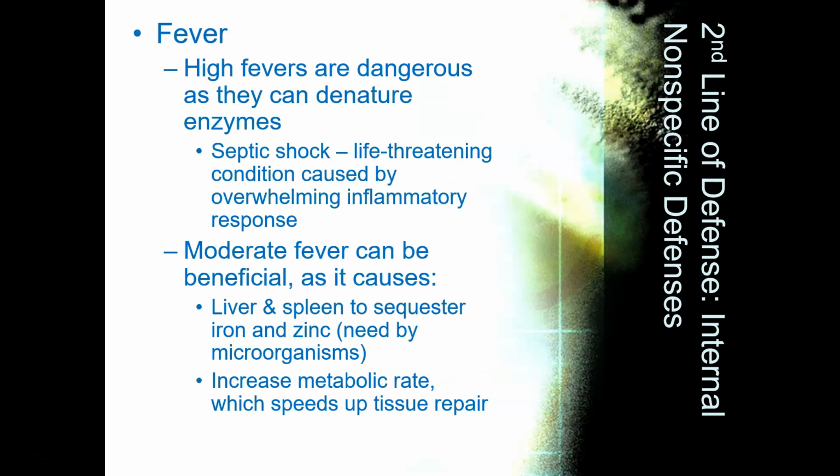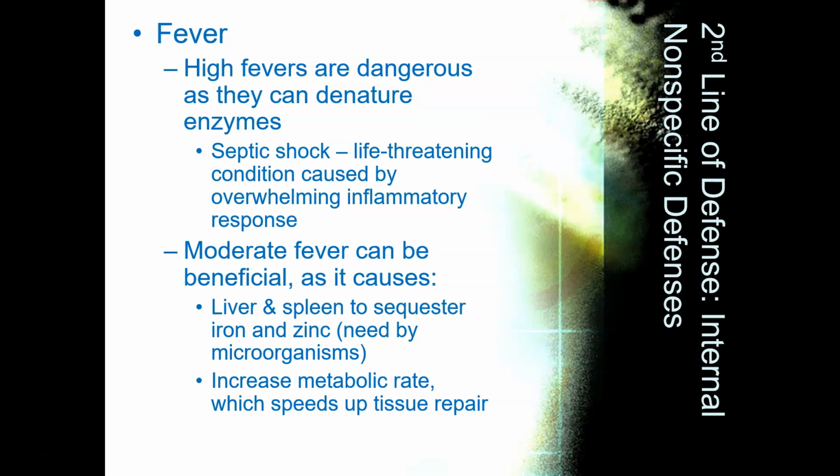So again, these high fevers can be incredibly dangerous because they're denaturing our own enzymes, our own proteins. And so you can end up in a situation where you are in septic shock. This life-threatening condition is where you just have this overwhelming inflammatory response, and we can't turn it off. Your body has gotten so out of control that it just can't stop it, and the infection's continuing to rage, and so we're just stuck in this positive feedback loop that we can't break. Again, those moderate fevers, however, can be beneficial.